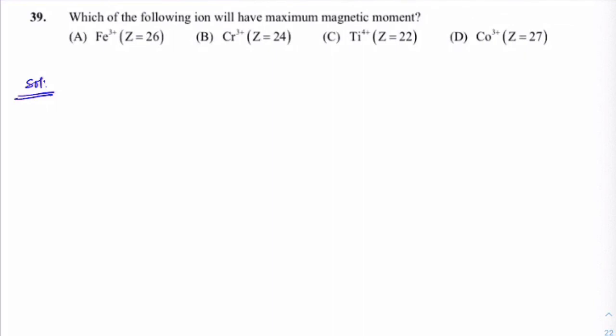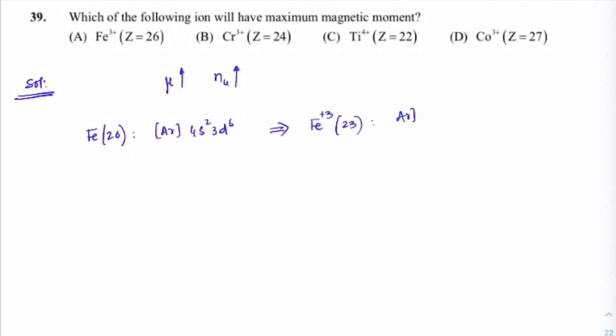Let's see the next question. It says which of the following ions will have the maximum magnetic moment? See, magnetic moment would be maximum when the number of unpaired electrons is maximum. So our objective should be finding the number of unpaired electrons. Fe, which is 26, will have a configuration of argon 4s2 and 3d6. Now, if 3 electrons are lost from here, this will become 23 electrons, argon. The first 2 electrons will be lost from 4s and 1 electron from 3d. So the number of unpaired electrons, if you observe, is 5.